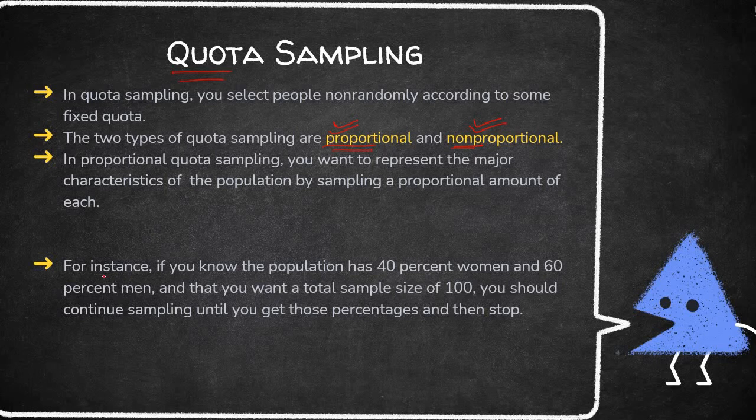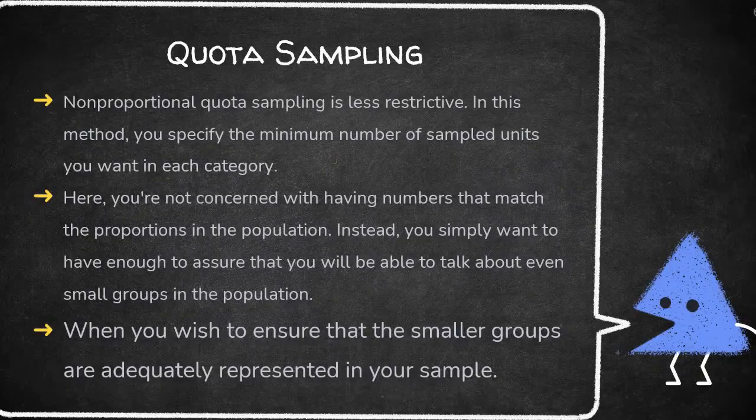Let me give you an example. Let's say there is a population which has 40% women and 60% men, and you want to conduct a proportional quota sampling on this. Let's say you want to select 100 people out of this population using the quota sampling method. If you go ahead with proportional quota sampling, you will ensure that out of this 100, 40 are women and the rest, that is 60, are men. So that is proportional quota sampling.